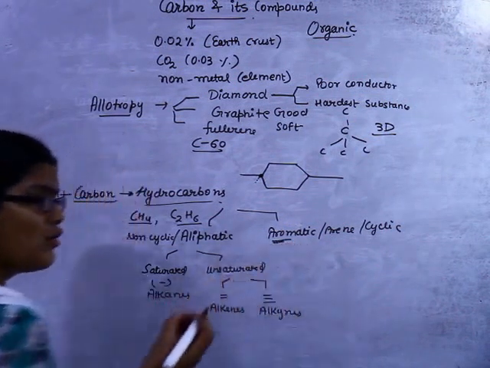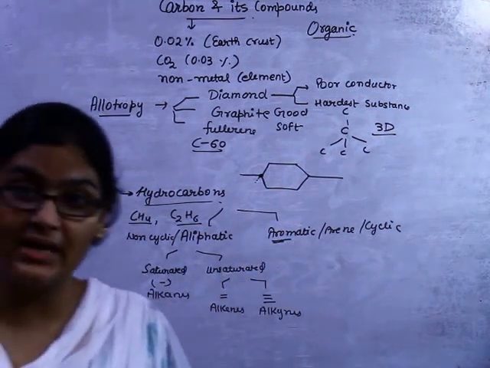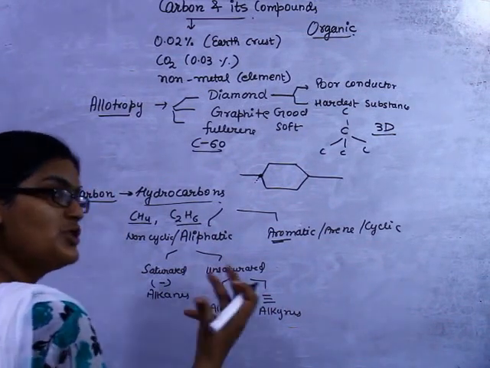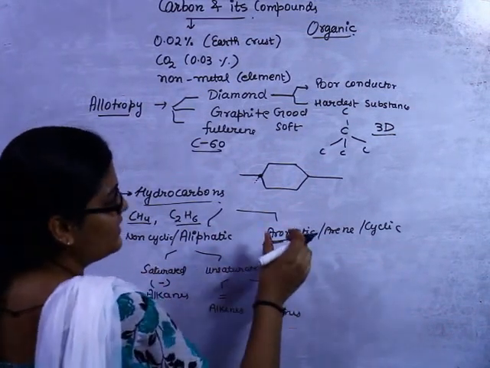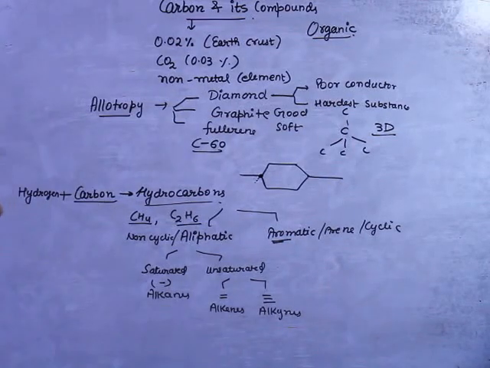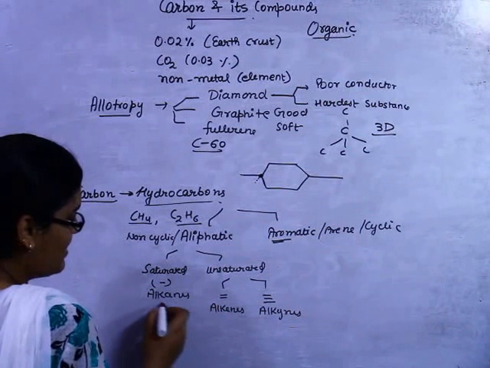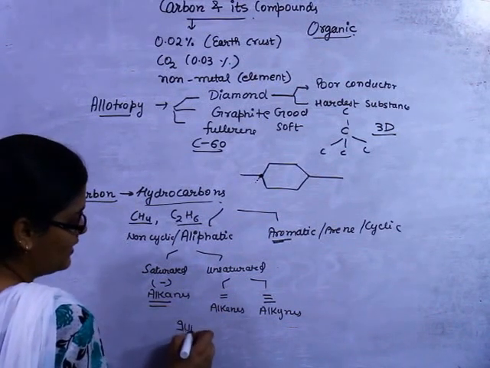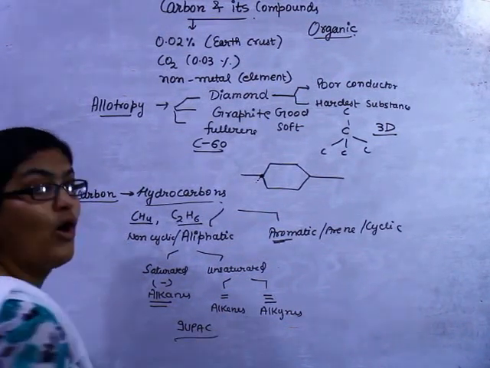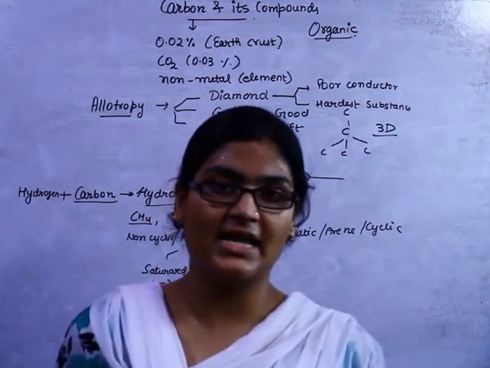Aromatic compounds. The word aroma is used for fragrance, a good smell. So that's why they have a good fragrance and are grouped into the aromatic class. Now we will proceed with the IUPAC naming of carbon compounds in our next video.